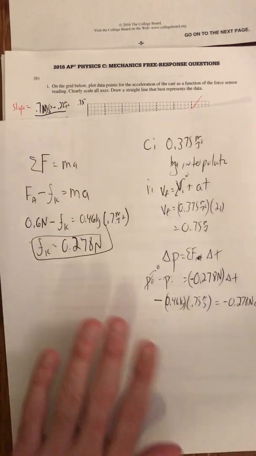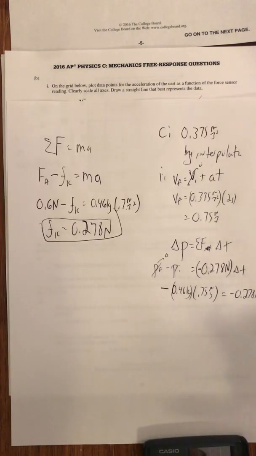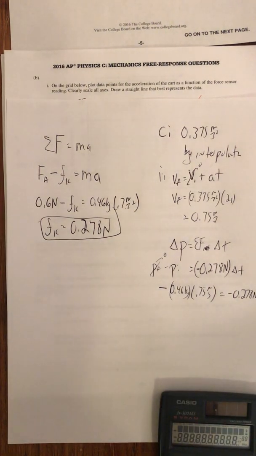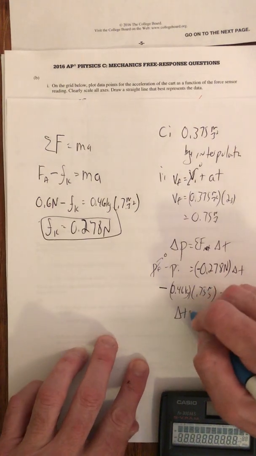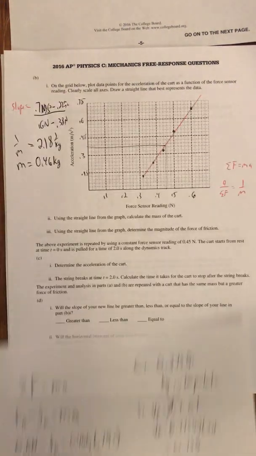times delta T. By the way, using the impulse momentum theorem to find out how long it takes for a change to occur is actually really helpful. In the same way, if I wanted to know how far it went, I'd probably use the work energy theorem. So 0.46 times 0.75 divided by 0.278. And so the delta T, the time period over which this occurs, is 1.24 seconds.